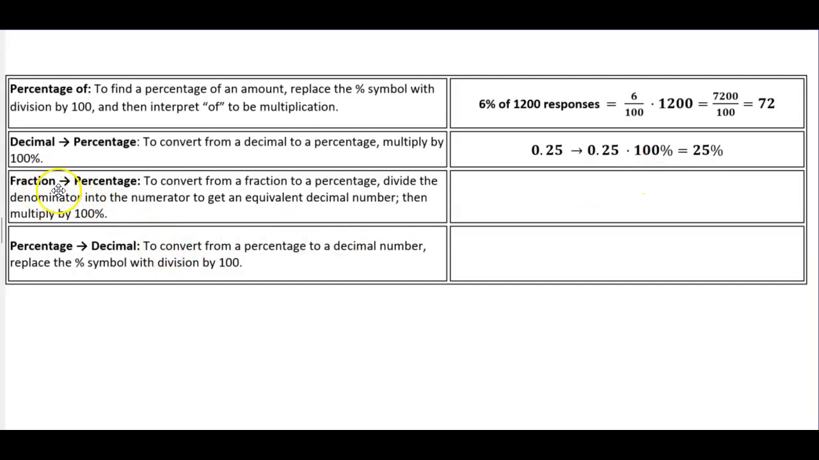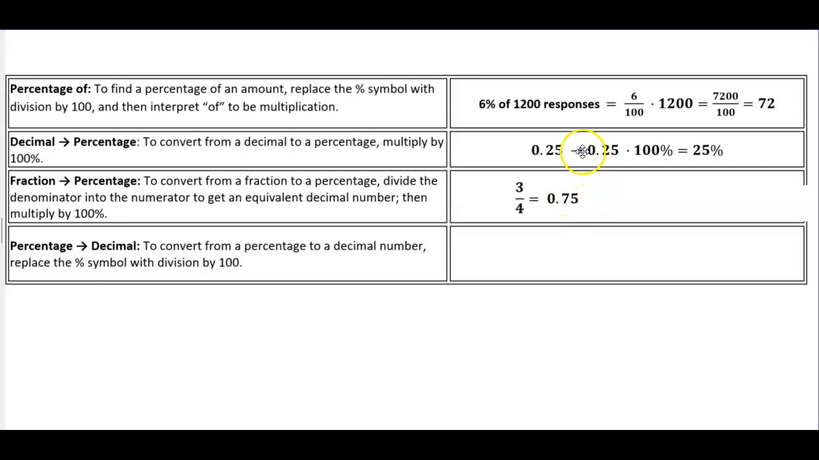Converting a fraction to a percentage. To convert from a fraction to a percentage, you divide the denominator into the numerator to get an equivalent decimal number. Then you multiply by 100%. So for example, if we have 3 over 4, we're going to convert this, dividing 4 into 3, into a decimal, which gives us 0.75.